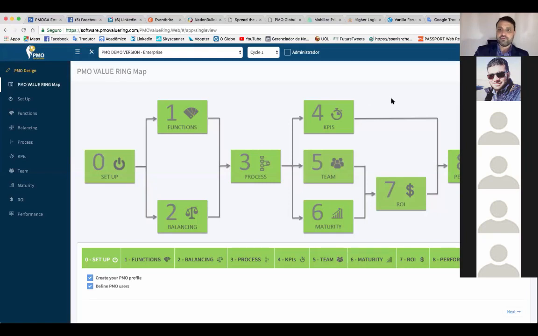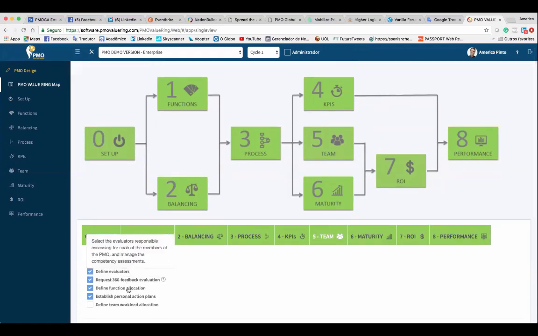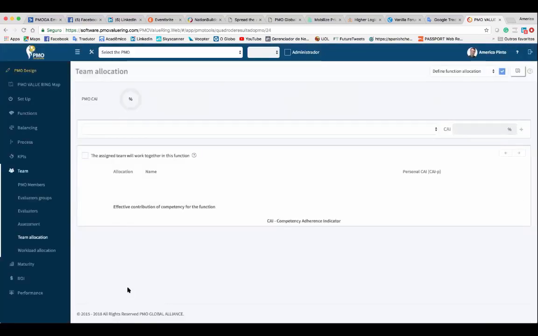I will share my screen with you right now because I want to finish step number 5. Look, yesterday I showed you. Now I think you are seeing my screen, the PMO value ring software. Okay, and let's go to step number 5. The last thing that I showed you was the allocation, the team allocation.